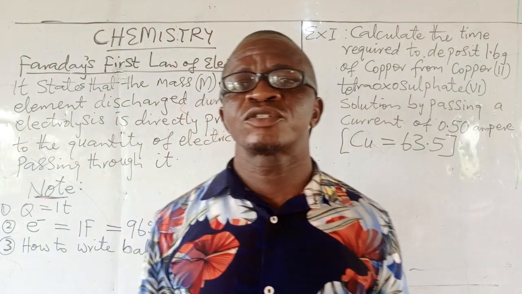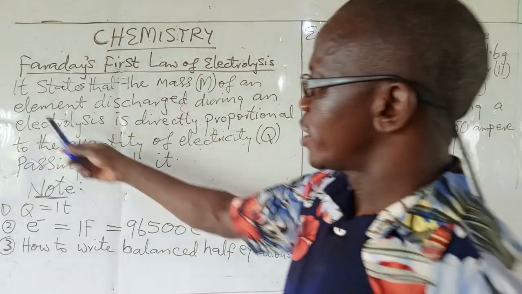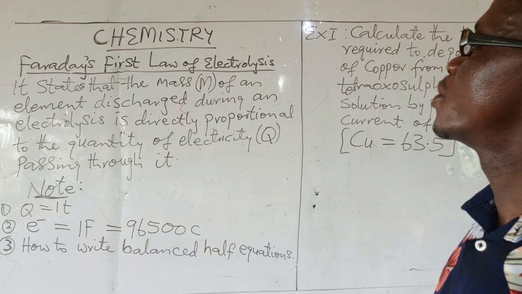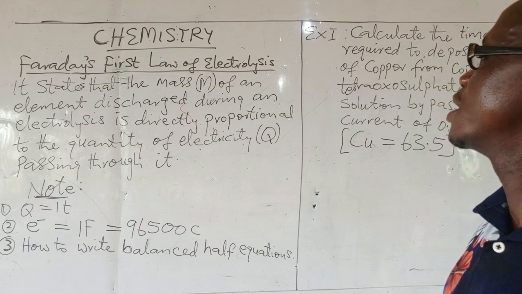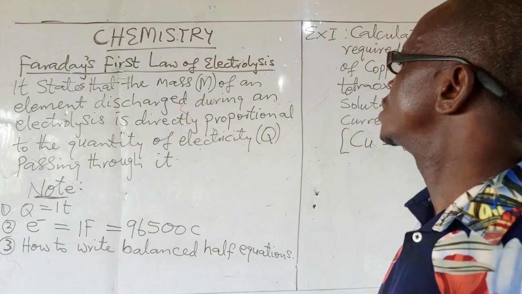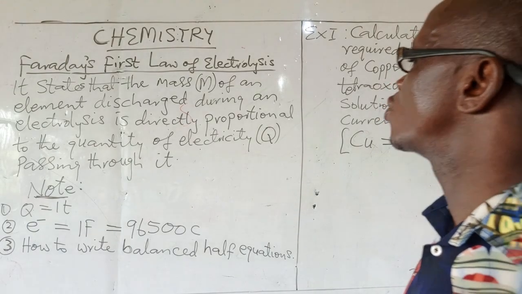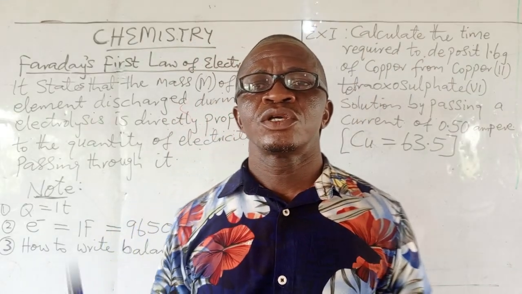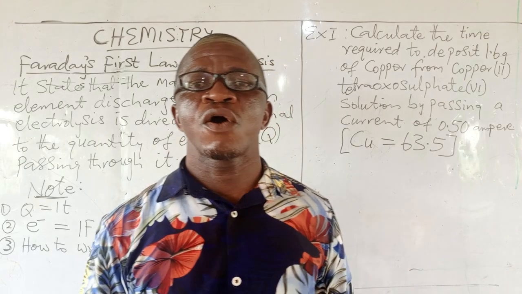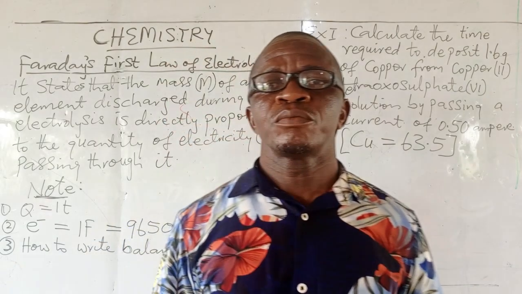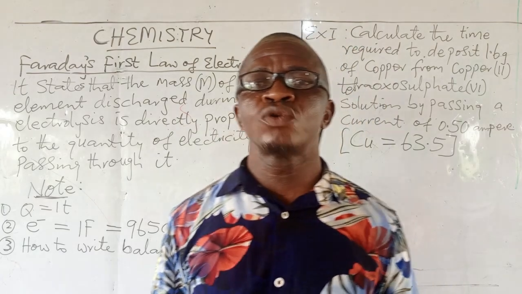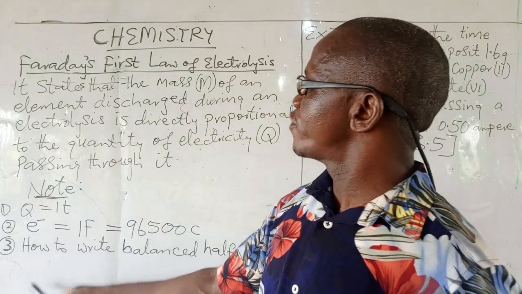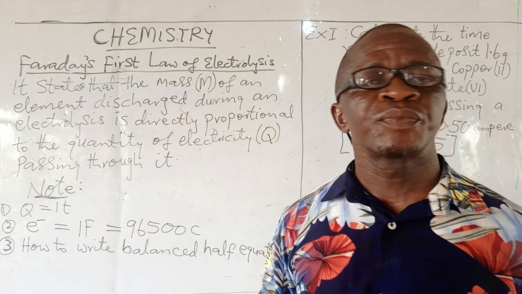Faraday's first law of electrolysis. What does it say? The law states that the mass m of an element discharged during an electrolysis is directly proportional to the quantity of the electricity Q passing through it. Now, we are going to carry out some calculations under this first law of electrolysis. But before we start that, what I want you to note, very important, if you don't note these three things, you may find it difficult to do calculation under electrolysis.